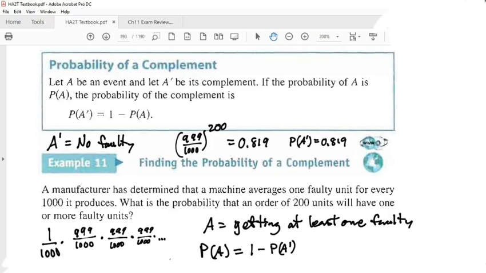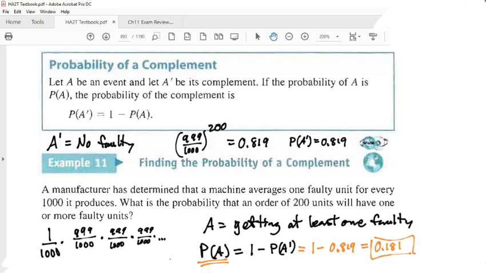Okay, so now we come back to our actual problem. And what you can do here is you can take the 1 and you can subtract 0.819. And then this would equal P of A, the probability of getting at least one faulty unit. And what would that be? What is 1 minus that? 0.181. Hey, that's not bad. That's a low probability. That's an 18% chance. Say we like percents better. So you multiply a decimal by the 100. That's going to be your percent chance that you would get at least one.